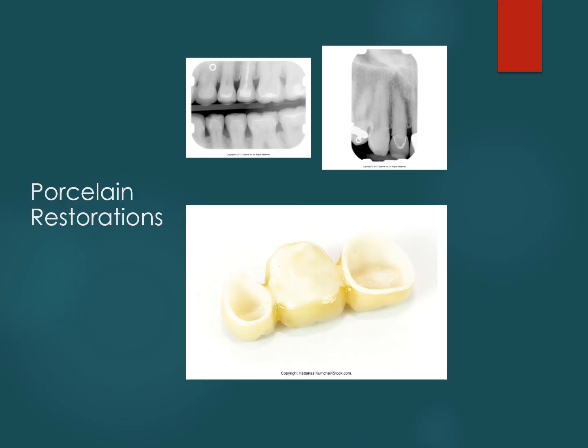Here are what some of those porcelain restorations look like. So here at the bottom, you can see this is a traditional bridge. This one is where one prepped tooth is. There's a pontic here in the middle, and then there's this other prepped tooth. This kind of looks like a face now.